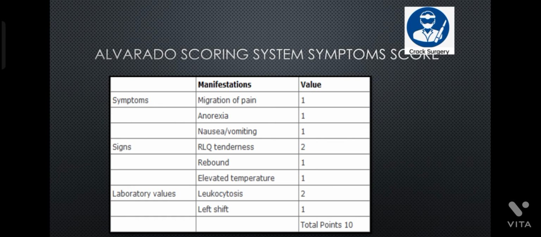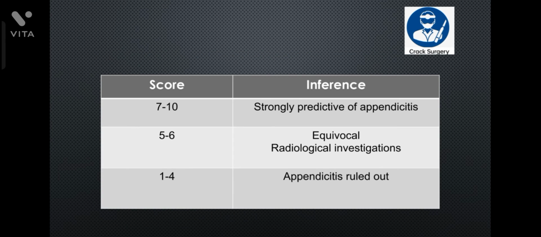Total points is 10. If the score is 7 to 10, it is strongly predictive of appendicitis. If the score is 5 to 6, it is equivocal, and radiological investigation must be done. If 1 to 4, appendicitis must be ruled out.